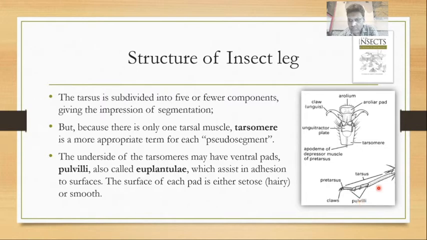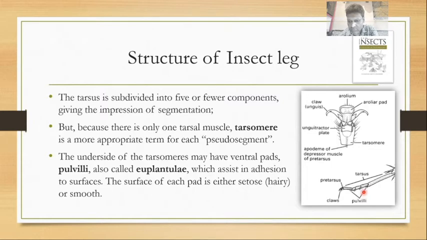The tarsus is further divided into tarsomeres. A single muscle called the tarsal muscle runs along the tarsomeres, and that's why they are together called the tarsus. Now, the underside of the tarsomeres may have ventral pads known as pulvilli or euplantulae. These pads help in adhesion to the surface.